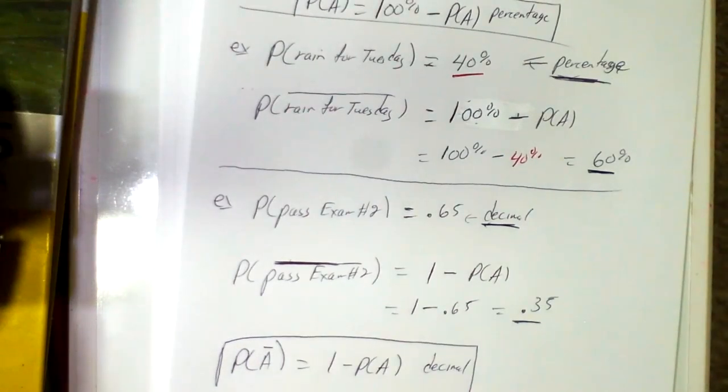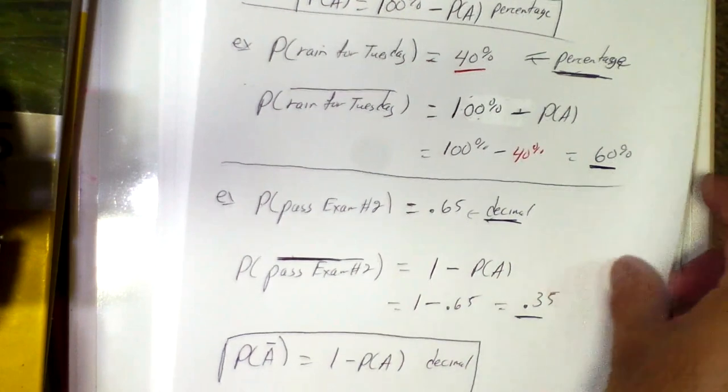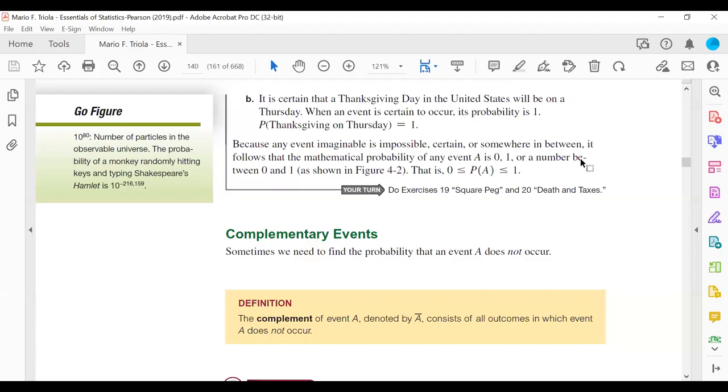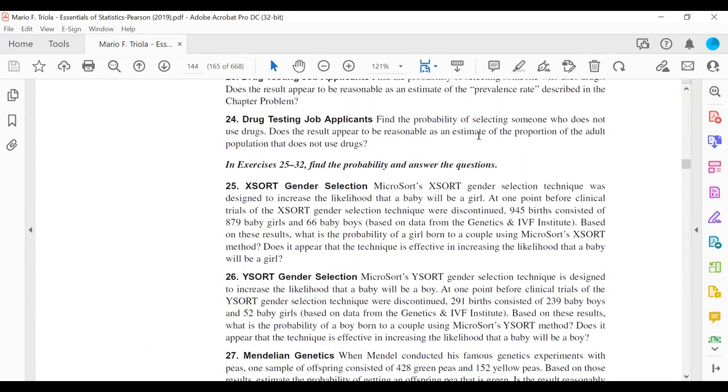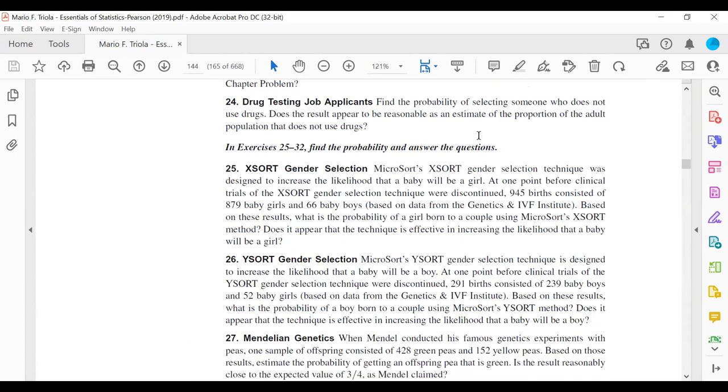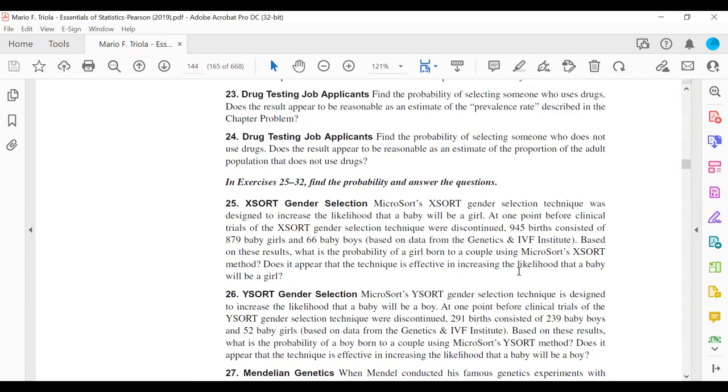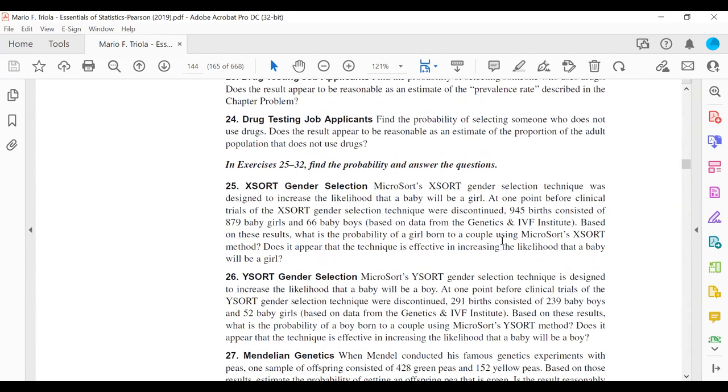All right, now we're ready to do the exercises in the book. We're going to do two problems. These are easy. Just remember parts over total. Okay, so actually we'll do two of them. We'll do 25 on page, what page is it on? 144. Okay, so page 144, number 25. All right, so XSort gender selection.